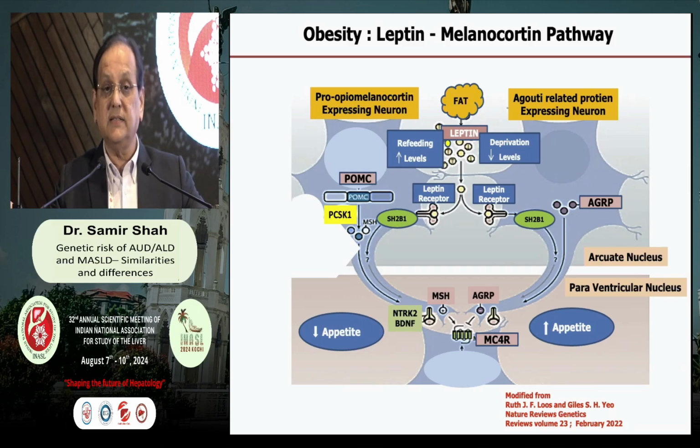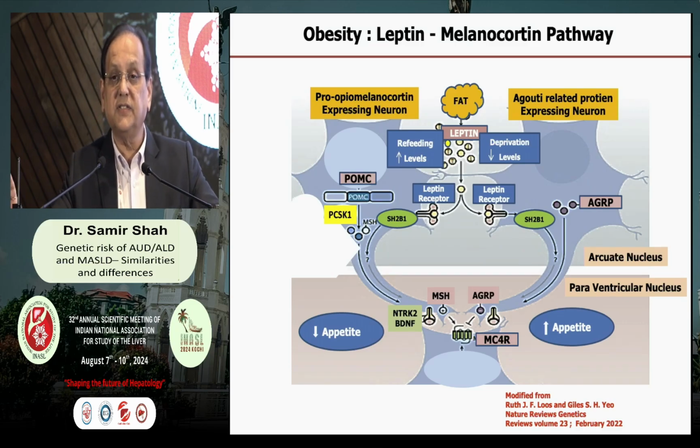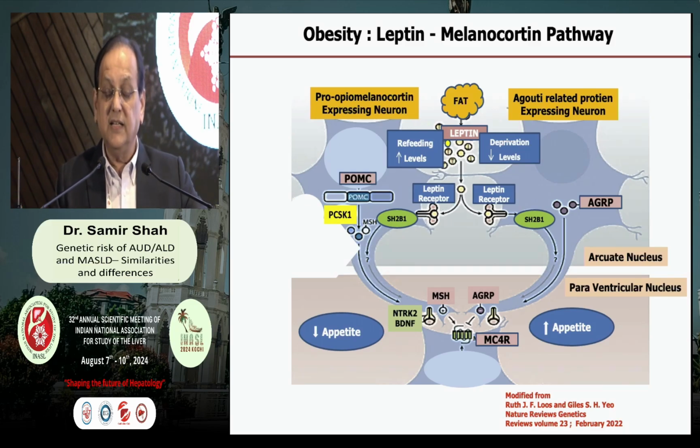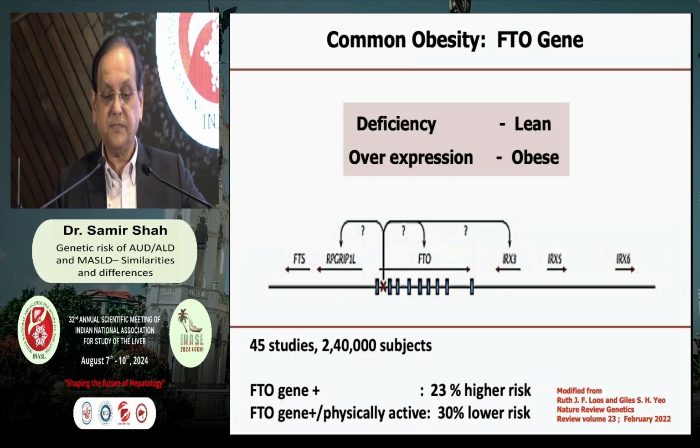The other, there is a drug which is given for leptin receptor genetic mutations. So, this gives us an opportunity to treat these patients. Such things are not available in alcoholic liver disease.